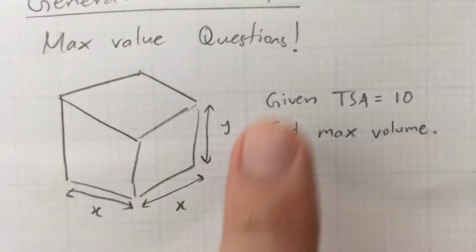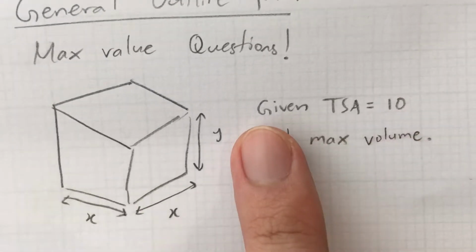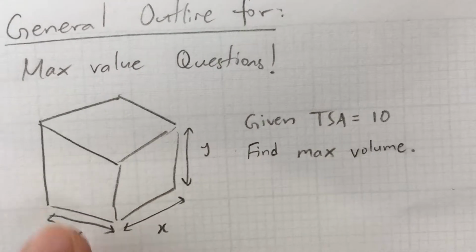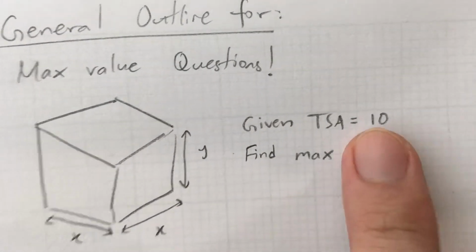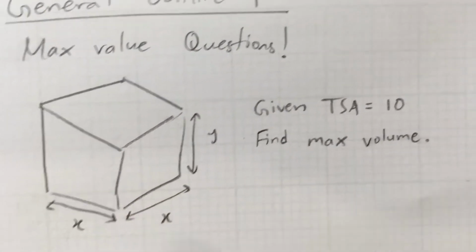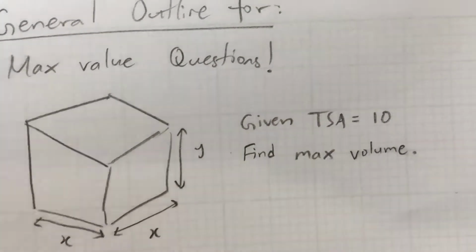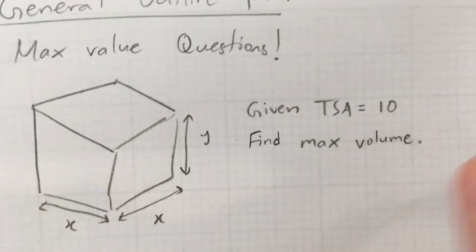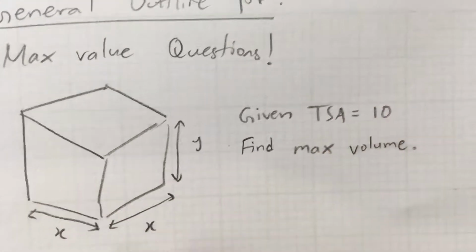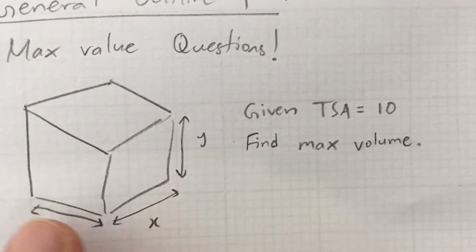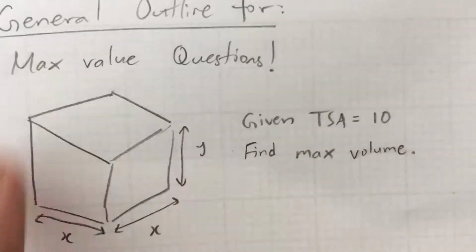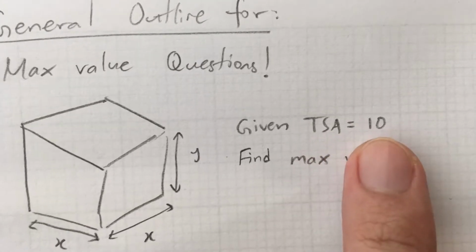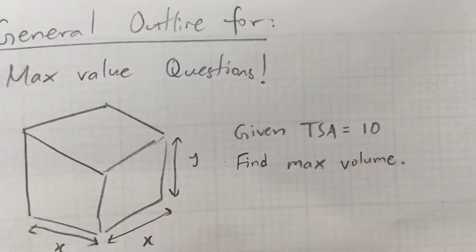I don't know any of them, but I give you a requirement. The TSA, the total surface area, must be 10, okay, 10 cm squared or whatever. So now you have to find the maximum volume based on this. If you think about it logically, all of these variables could change, but I'm still tied to this requirement. If I change all of these, what's the maximum volume of the box that would fit this requirement, with the total surface area still 10? So that's how these questions are built.